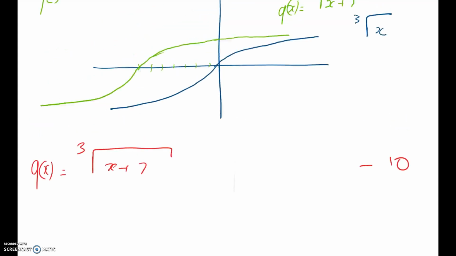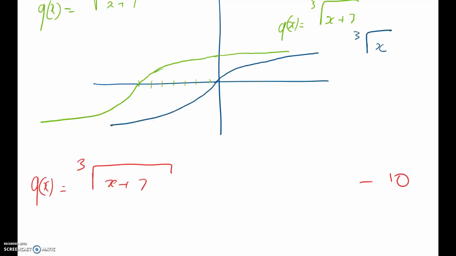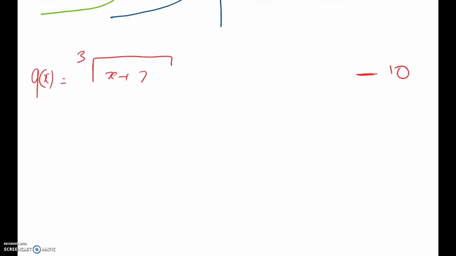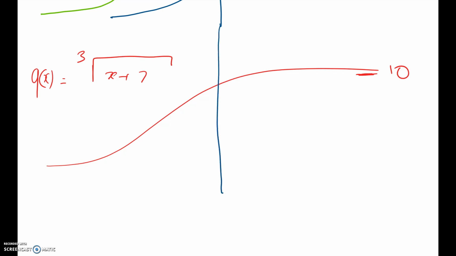So that means when you have negative 10, you subtract 10 from the green function, that means your green function is going down by 10 and it's going to be right there. Make sense? You with me? You got it?